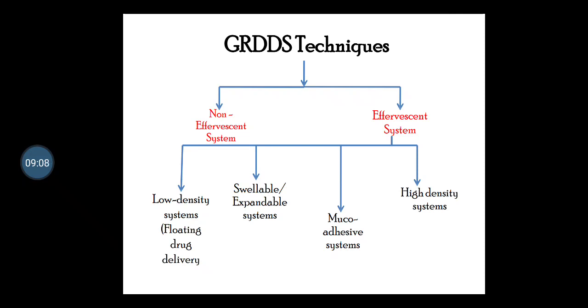GRDDS techniques are mainly of two types, that is non-effervescent system and effervescent system. The effervescent system has four subclasses: the one based on density, that is the low density system, which is your floating drug delivery; if the system is swellable, then it is your expandable system; then the mucoadhesive system; and the high density system.